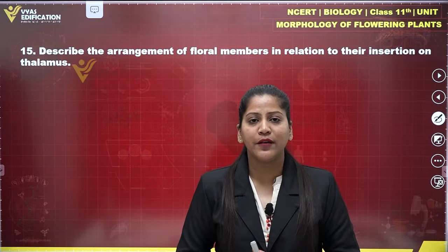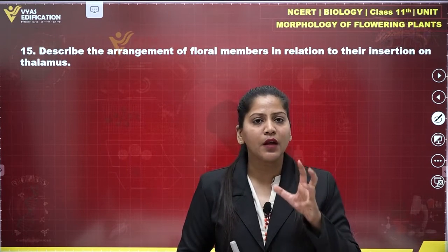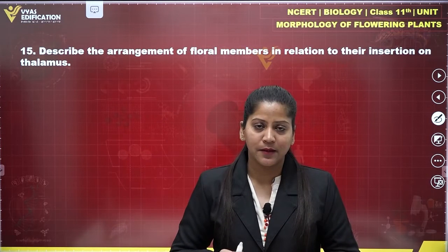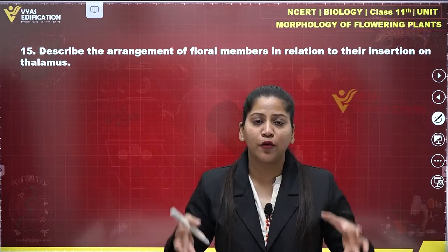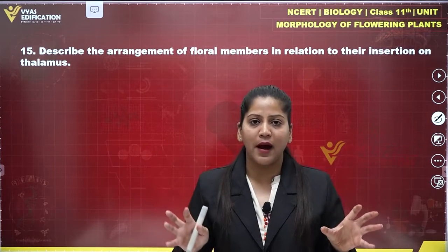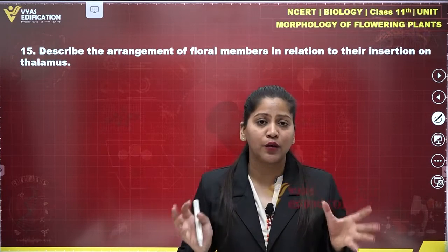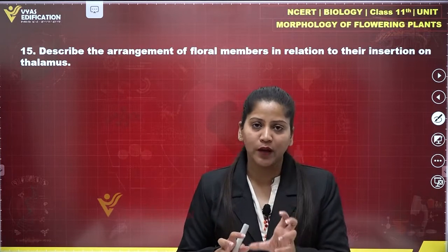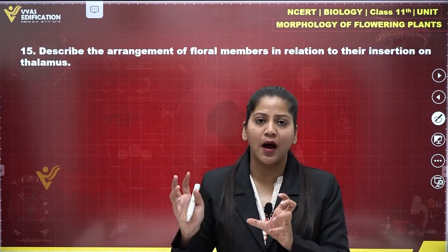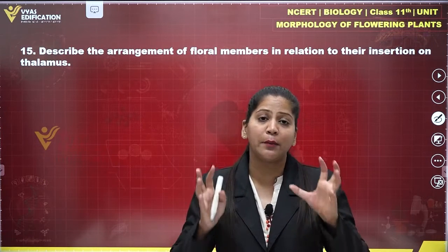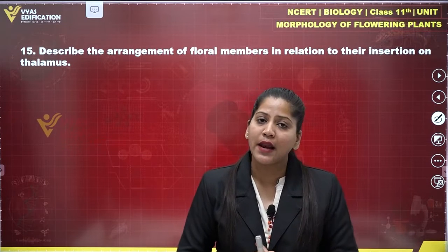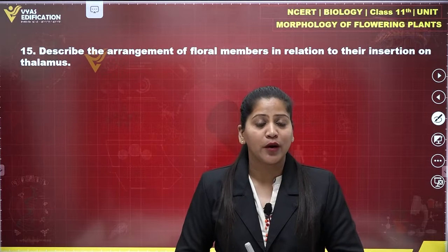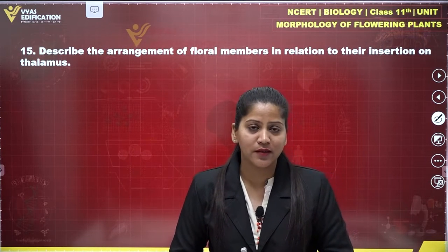The next type of flower we have is perigynous flowers. In this flower, the ovary is situated on the thalamus along with the other floral parts. The other floral parts such as calyx, corolla and androecium are present at the rim of the thalamus, and in this case the ovary is said to be half inferior. For this we have the example of rose.